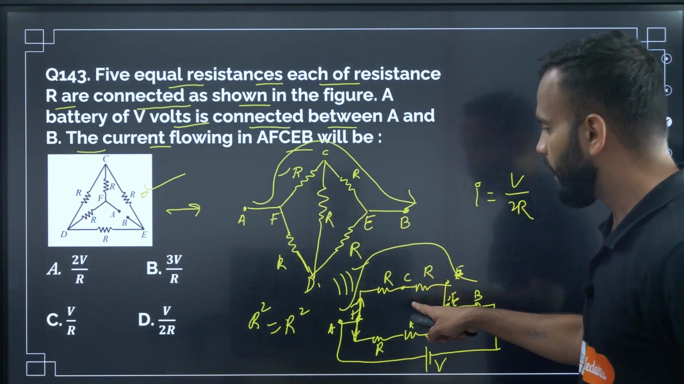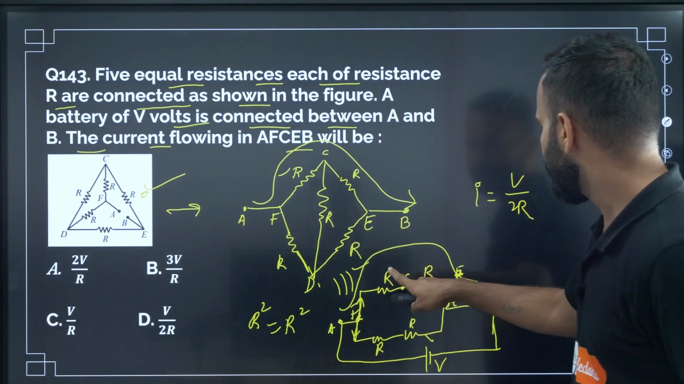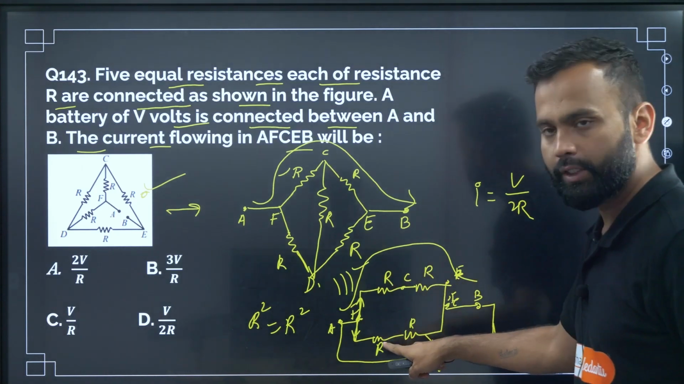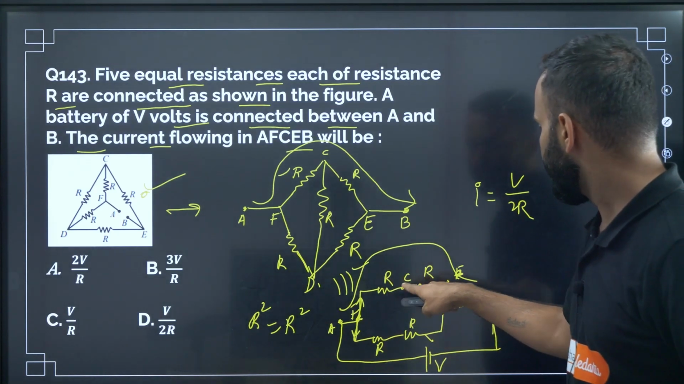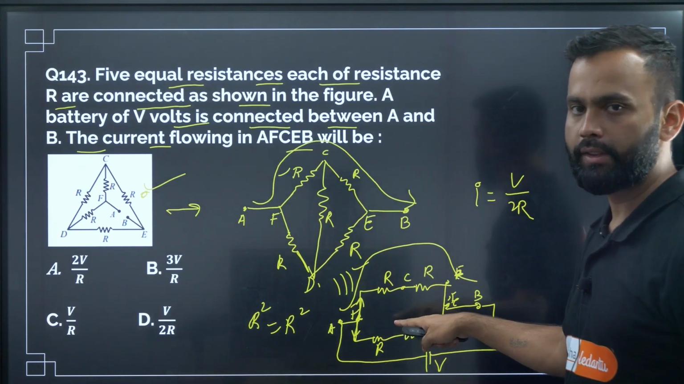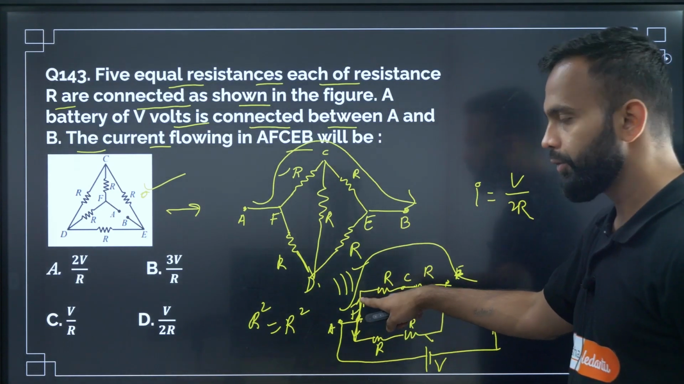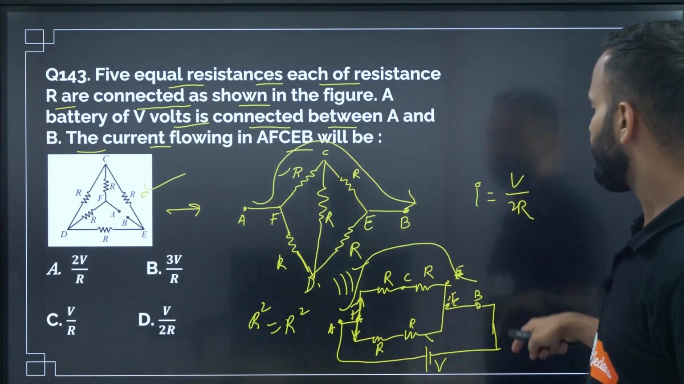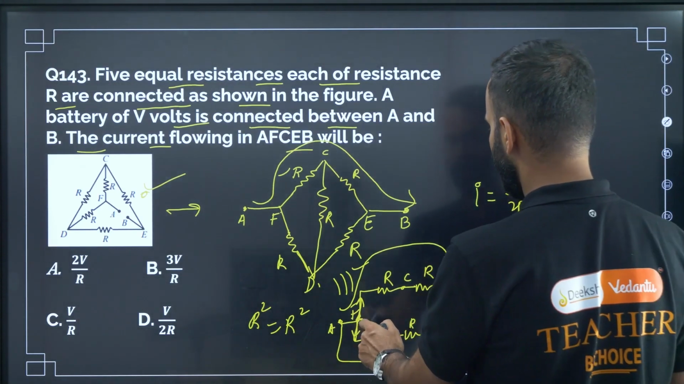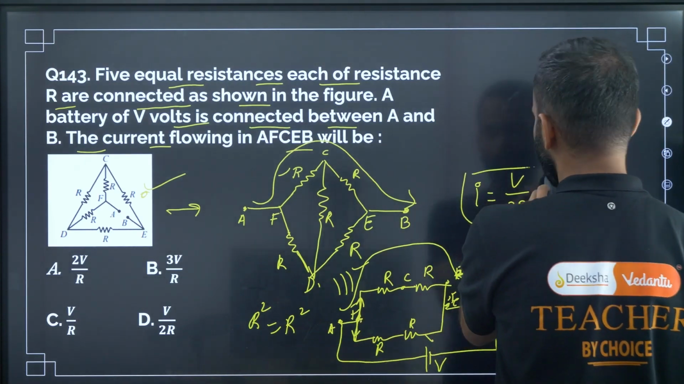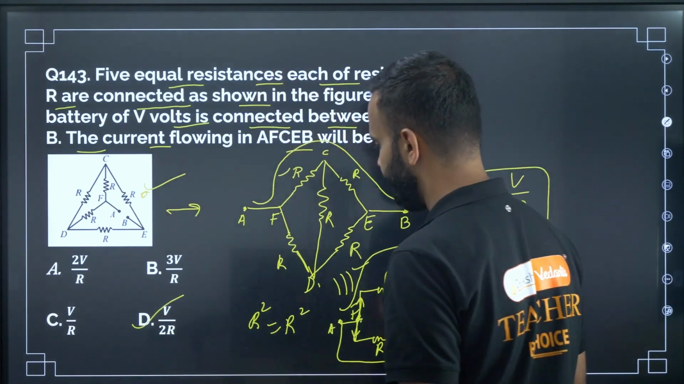Why is it V by 2R? Here the total resistance is 2R, and here the total resistance is 2R. The resistance is the same, right? Here 2R and 2R, isn't it? So at this point the current will divide equally, right? So I equals V divided by 2R. The current flowing through AFCEB is V by 2R. So the correct option is D.